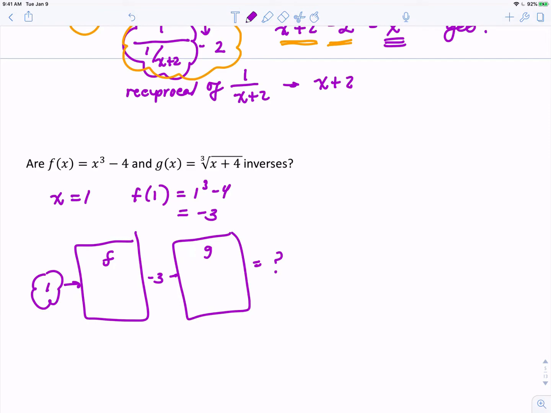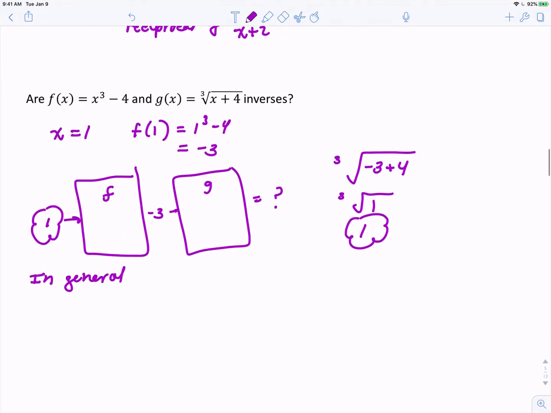All right, so let's put negative 3 into g. So that would be the cube root of negative 3 plus 4. That's the cube root of 1. Oh, that's 1. So I put in a 1 into f and g, and I got out a 1. So it's very possible that these are inverses. So now I have to show that it's true in general.